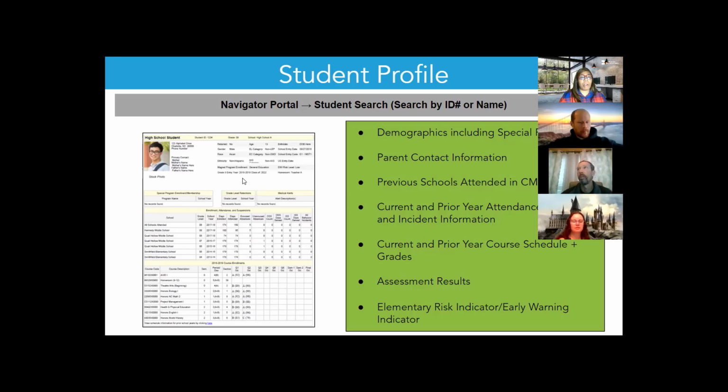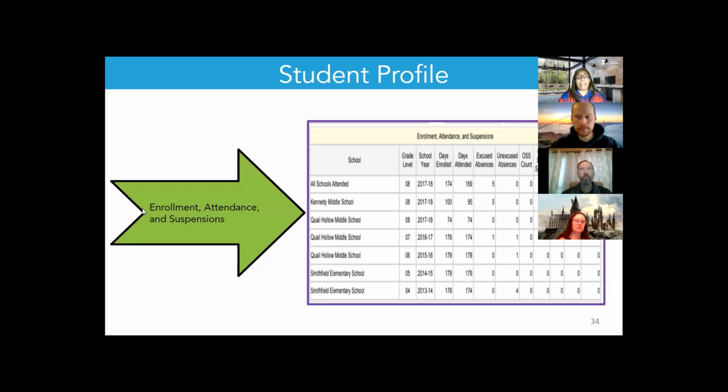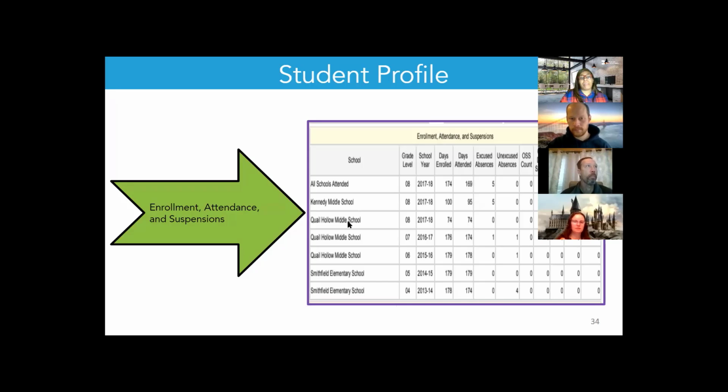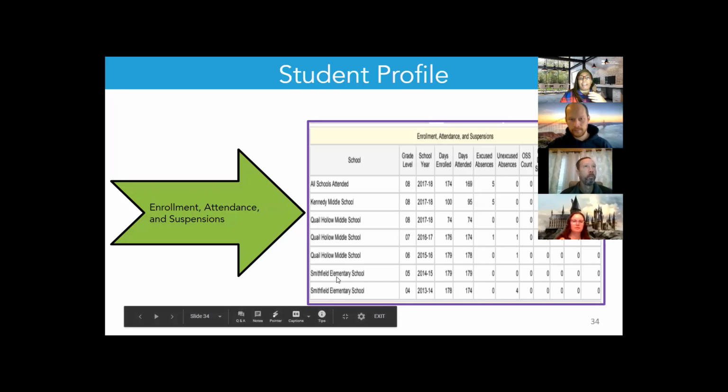So at the top of this, we're always going to have just the basic demographic information. And then right below that, we're going to get their enrollment, attendance, and suspension information. So if I come here, it's going to list any school that they've ever attended in CMS. Some students' lists are going to be longer than others. But typically you will see that they follow their feeder pattern.